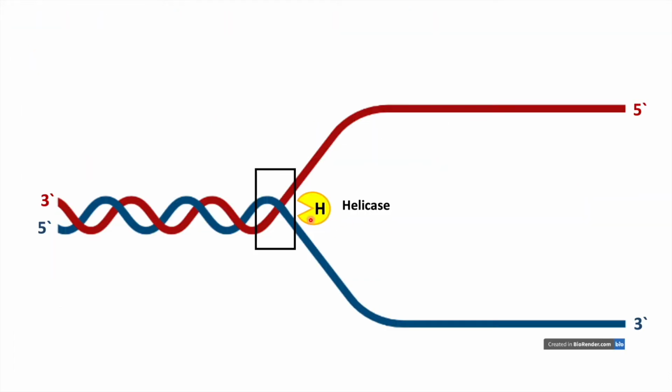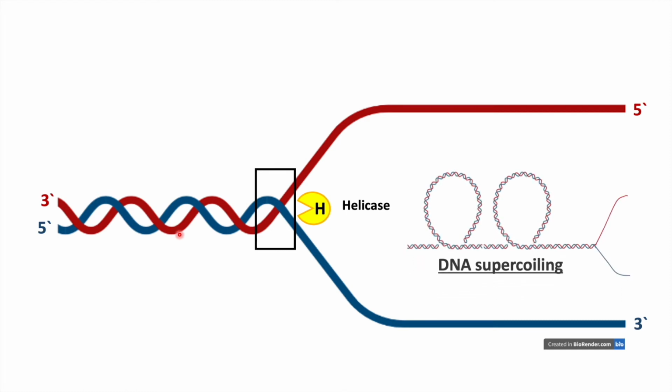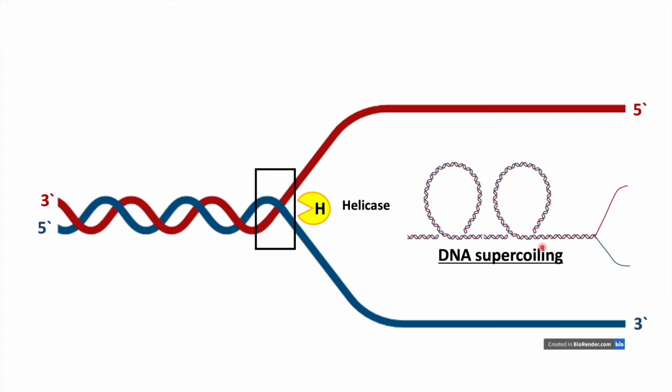So while helicase is unwinding these strands, another problem occurs. Consider these two strands as strings. When you pull these two strings apart from each other, it creates a torsional strain between them. The strings will keep twisting with each other, and eventually they will overtwist. This overtwisting will look somewhat like this, which is called DNA supercoiling. If there is DNA supercoiling, it becomes very difficult for the helicase enzyme to separate these two strands.